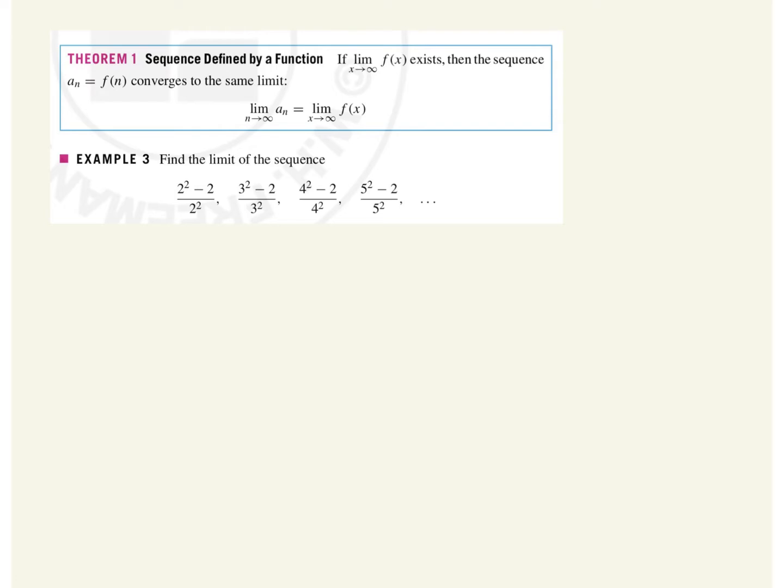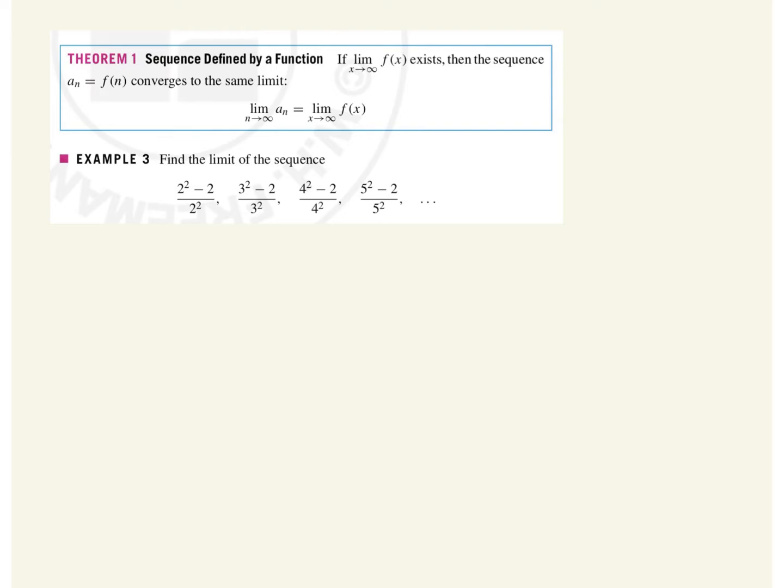Okay. So the theorem states if the limit as x approaches infinity of f of x exists, then the sequence a sub n equaling f of n converges to the same exact limit. So the limit as n approaches infinity of a sub n is equal to the limit as x approaches infinity of f of x. So the first thing we want to do is establish a rule for the given sequence.